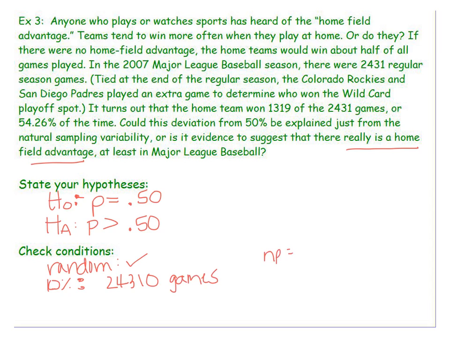Okay, so what about NP? So remember, P is only 50%. So 2431 times 0.50. The nice thing is NP and NQ are going to be exactly the same. So what do we get for both of them? We get 1,215.5 for both of them. So they are both most definitely good to go.